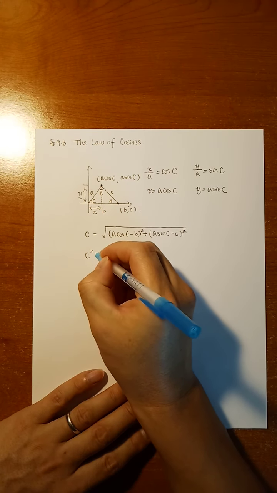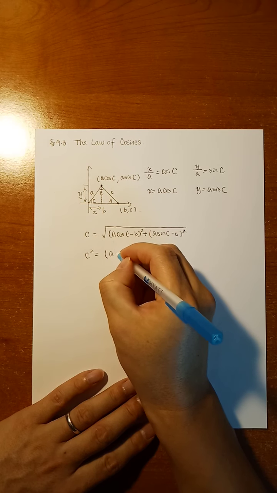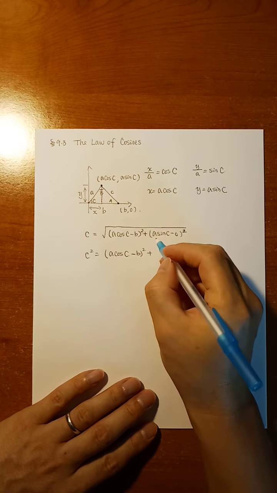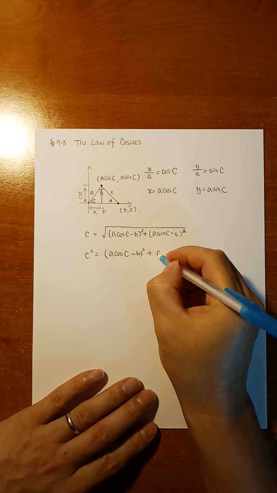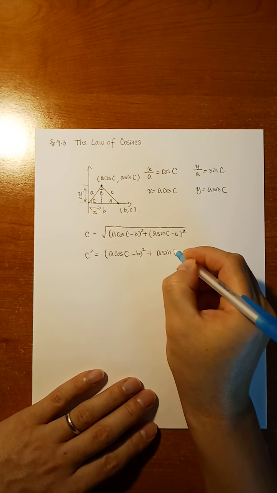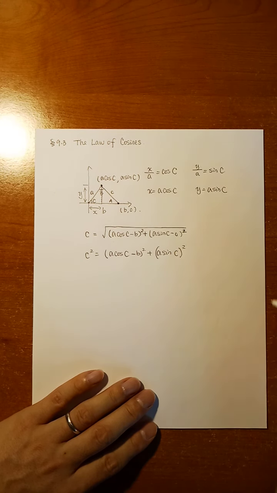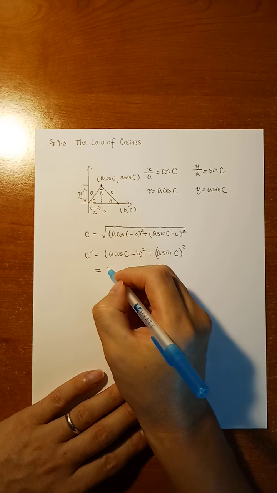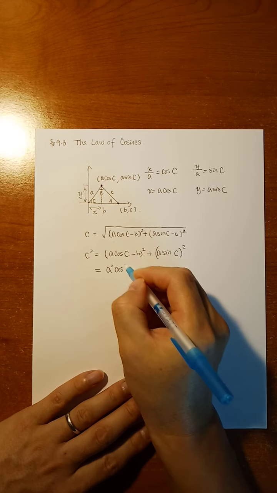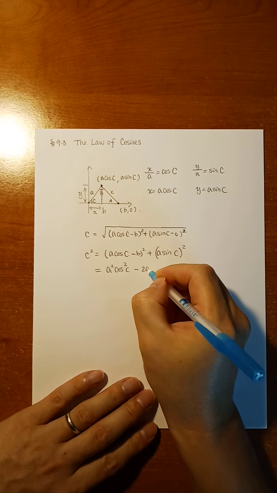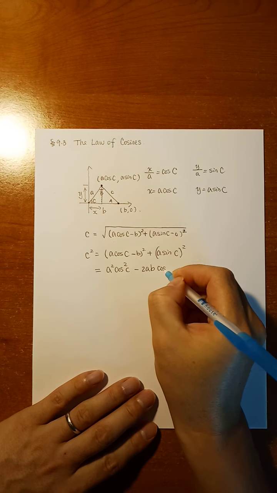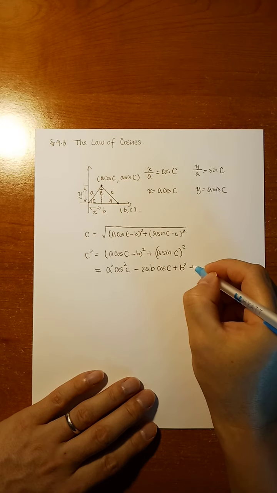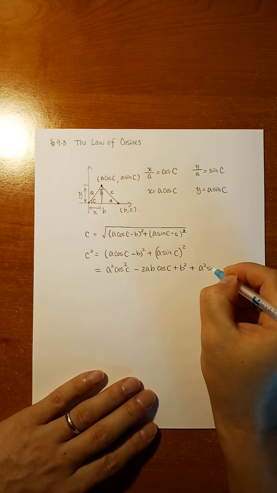We get C squared is equal to (A cosine C minus B) squared plus (A sine C minus 0) squared, which is just A sine C squared. Let's simplify it. This is A squared cosine C squared minus 2AB cosine of C plus B squared. This expansion is the first square. And the second square is just A squared sine C squared.